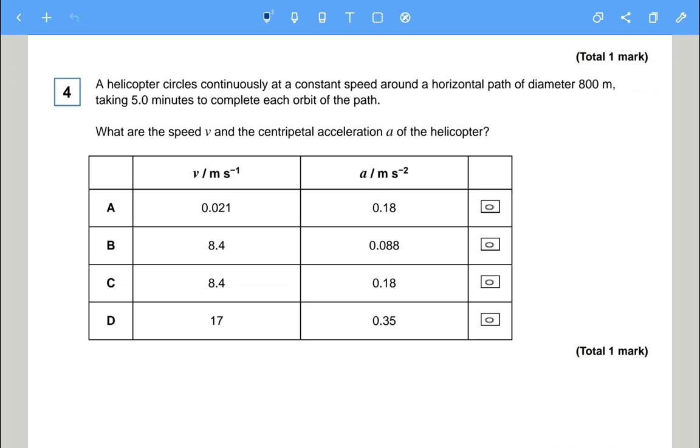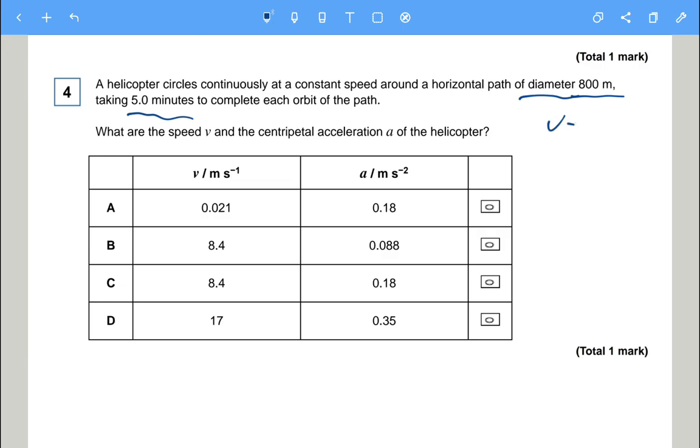So this one's just further mechanics, circular motion. It says a helicopter circles continuously at constant speed. We've got diameter 800 meters. Be careful, it is diameter. Normally for these equations you might use radius, so don't fall into that trap. And we've got a time of 5 minutes. It says what is the speed v and centripetal acceleration a?